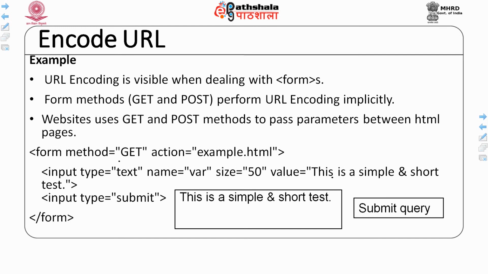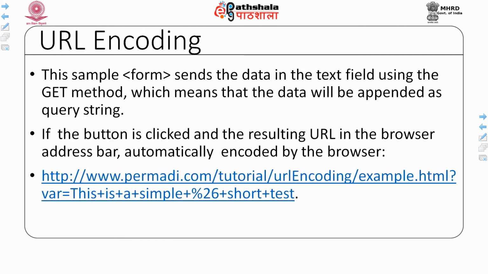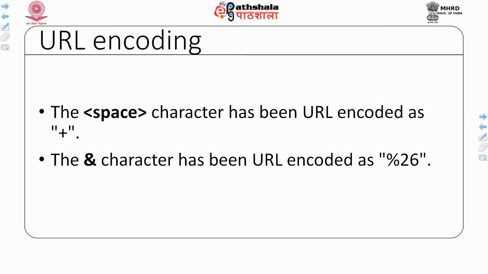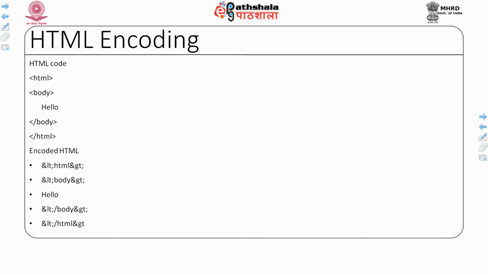So, if you click on submit query, a query would be generated. It looks like this: www tutorial URL encoding example.html. Now, variable equals this plus is plus a plus simple plus percentage 26 plus short plus test. So, the observation is that space is converted to plus and ampersand is converted to percentage 26. This was about URL encoding, where the special characters are encoded into some other characters.